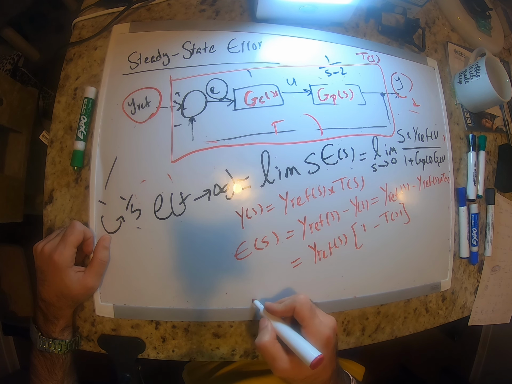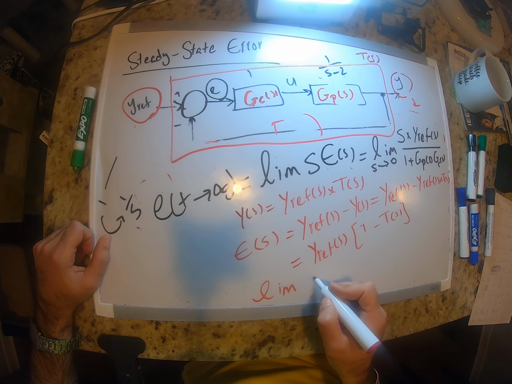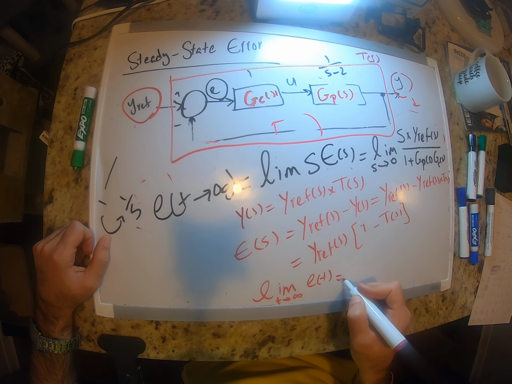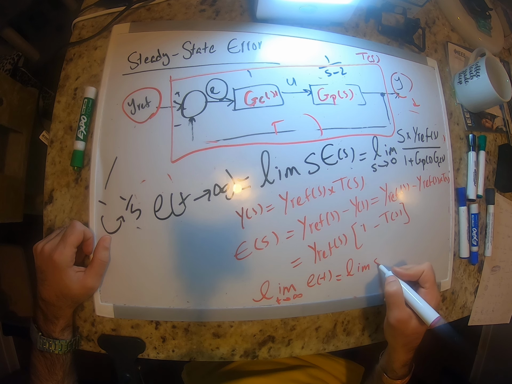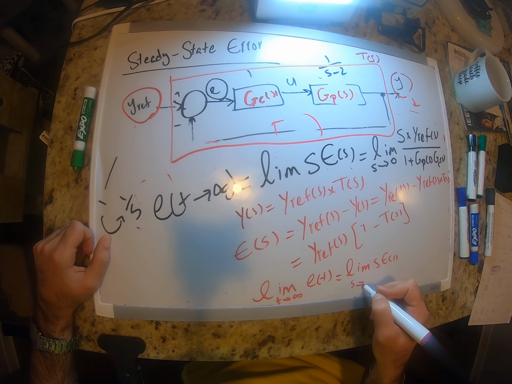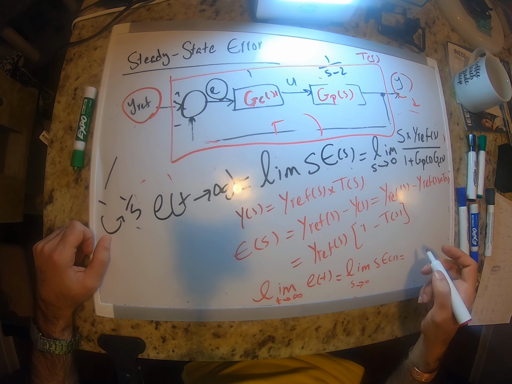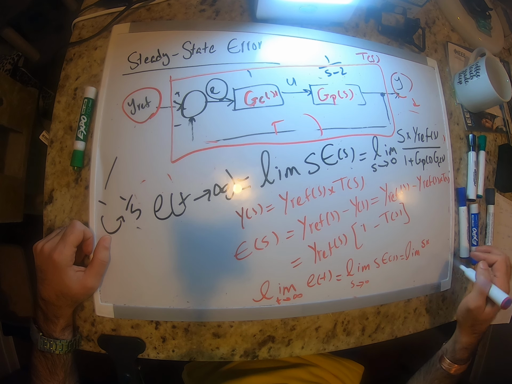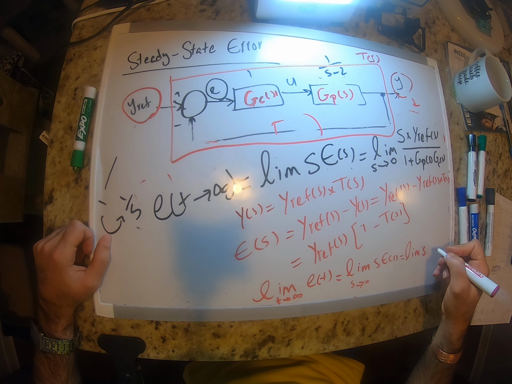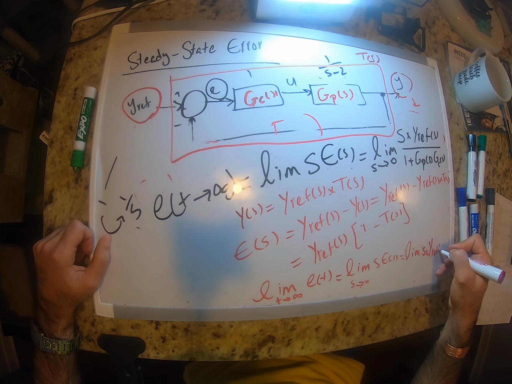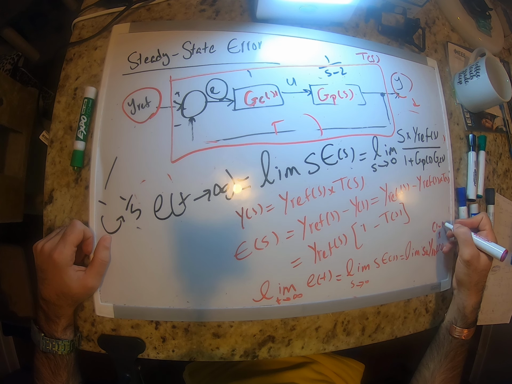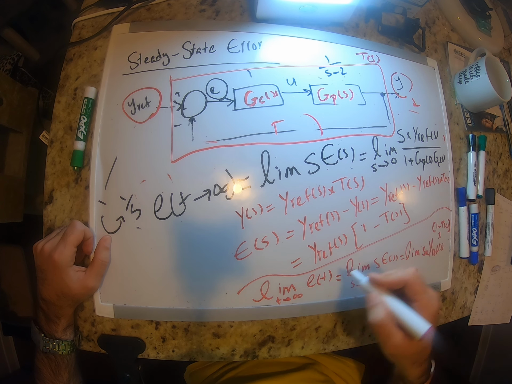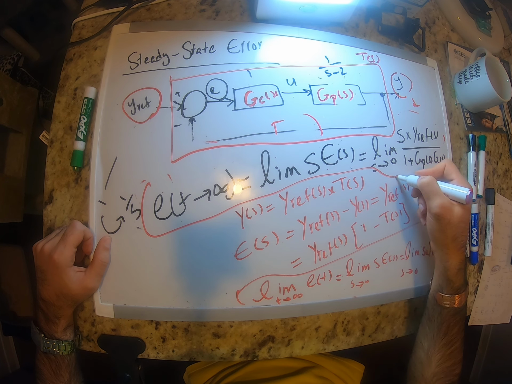Okay, so limit of e of t as t goes to infinity is equal to limit of S E of S as S goes to 0. I can just replace this one here. It's going to be equal to limit of S times Y ref of S times 1 minus T of S as S goes to 0, right? So this is another way of writing the same thing.